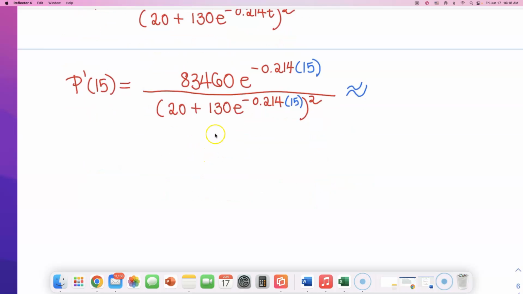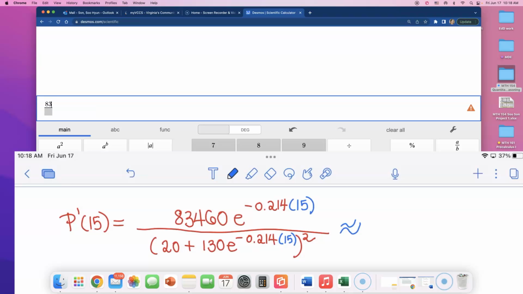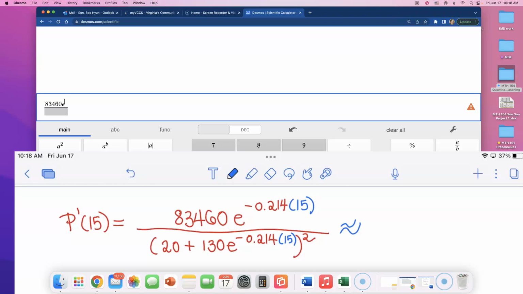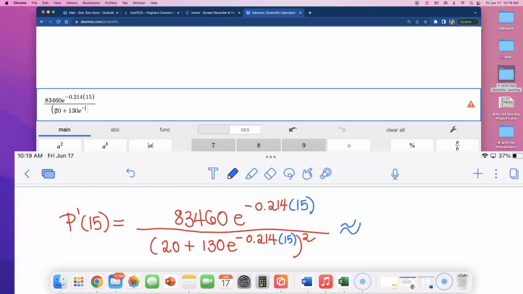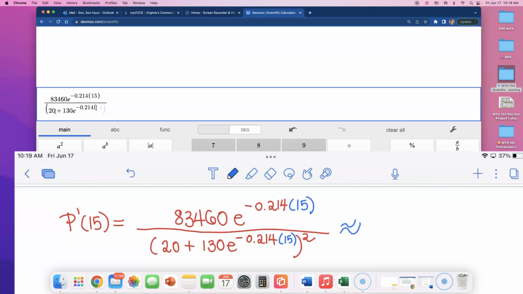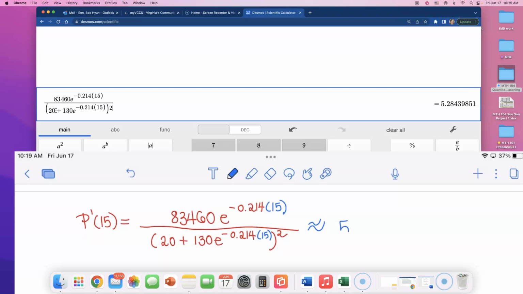Okay. So open up a calculator again. Let's type this in. So we'll have 83,460 e to the negative 0.214 times 15. Go to the bottom of the fraction. We do parenthesis 20 plus 130 e raised to the negative 0.214 times 15, but don't forget to raise that entire denominator to the second power. So what does that mean? So I got a number 5.28.